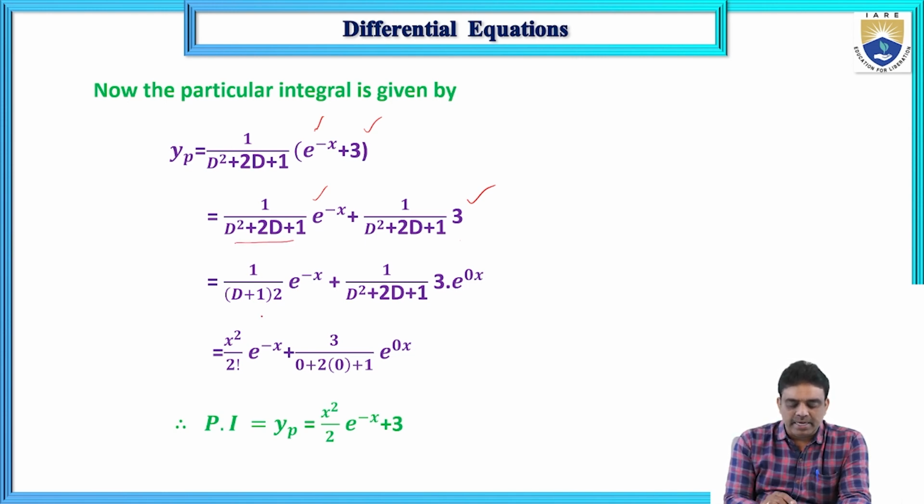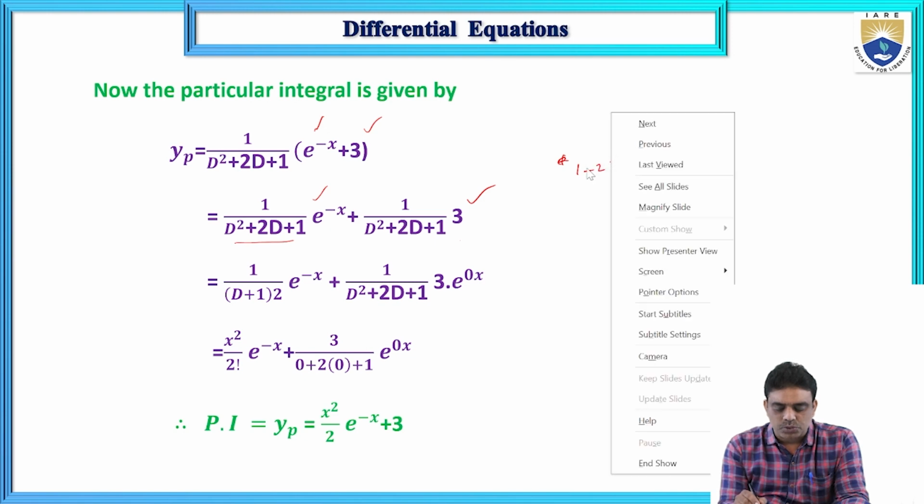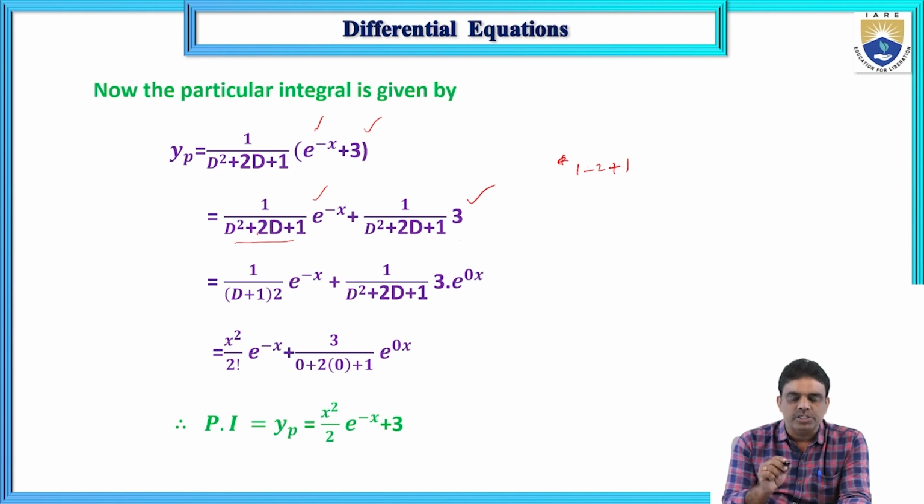And this can be written as, if you put d in place of d minus 1, it is minus 1 whole square, that is plus 1 minus 2 into d plus 2 into minus 1. That means what? Minus 2 plus 1. The denominator will be 0.